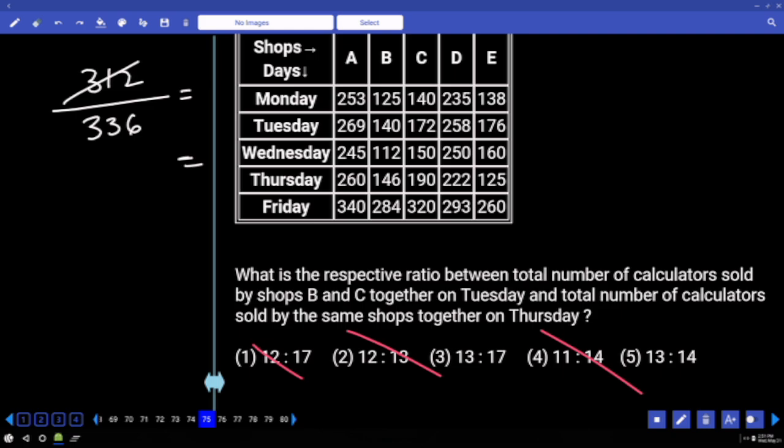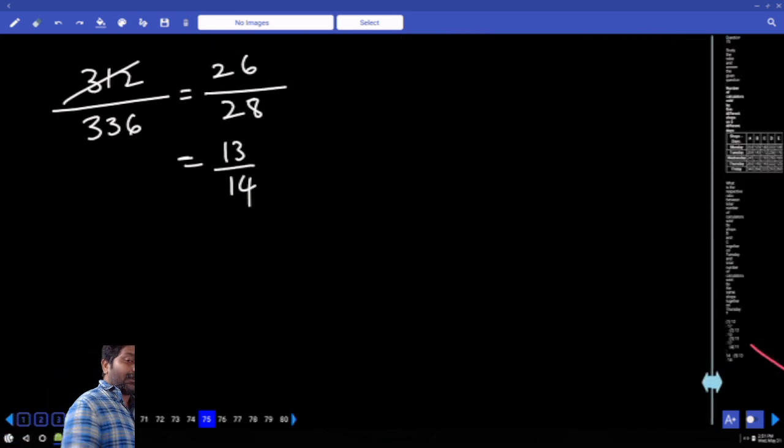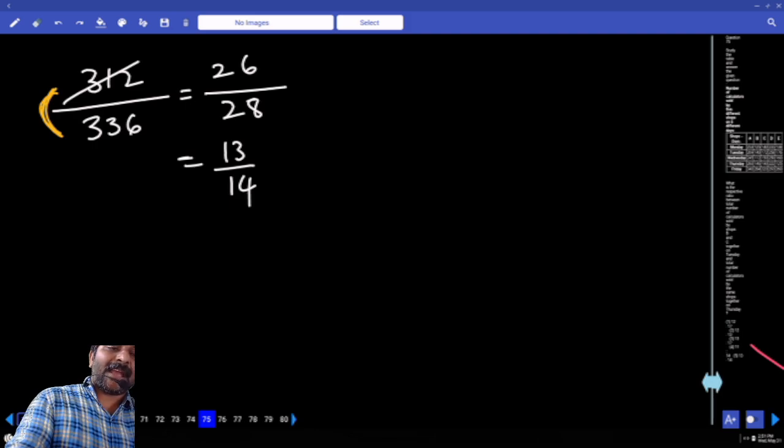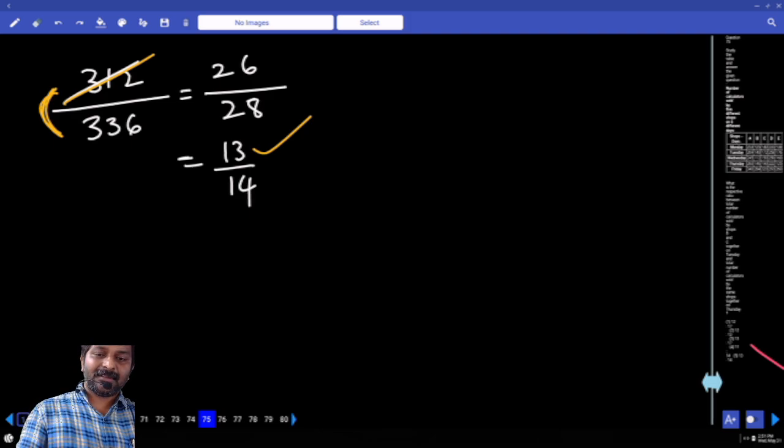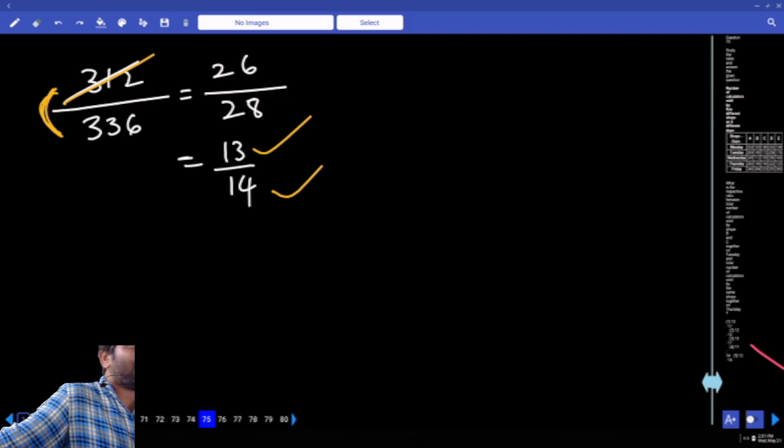Got it? Otherwise, for anything cancellation rule, observe the difference between numerator and denominator, which is 24 here. If you cancel it with 24, it is exactly 13 times. Denominator is 14 times. So as we don't know 24 multiple, we are trying with its highest factor, 12. 24 highest factor, right?